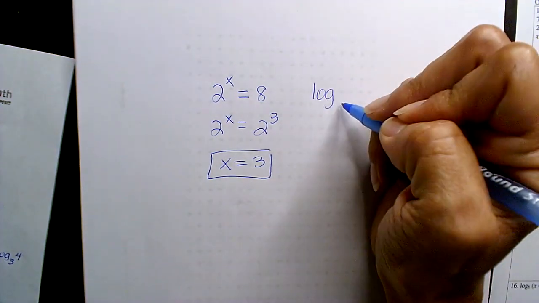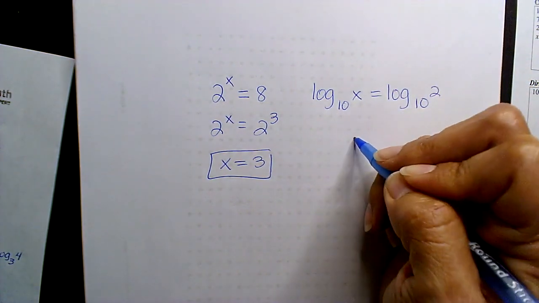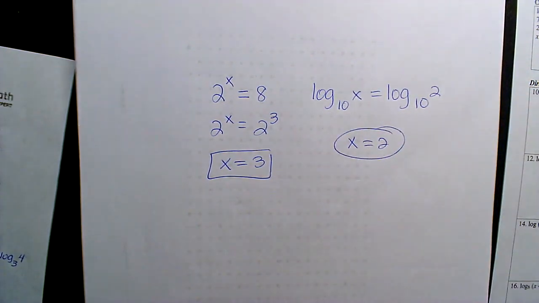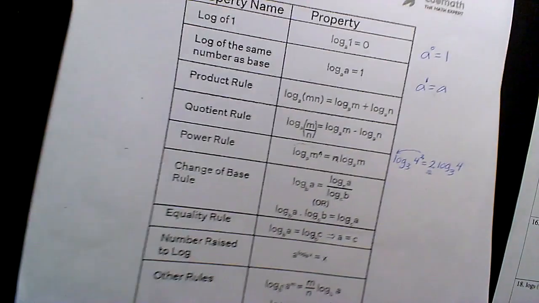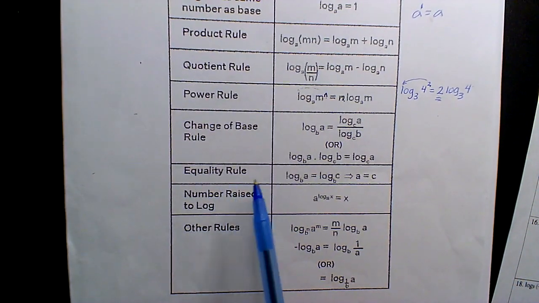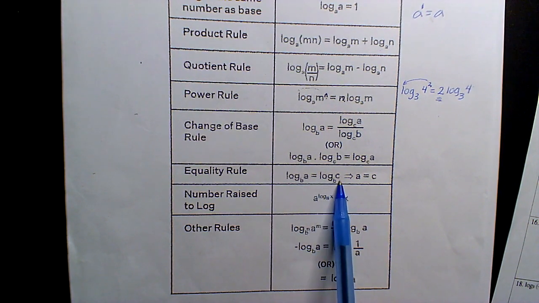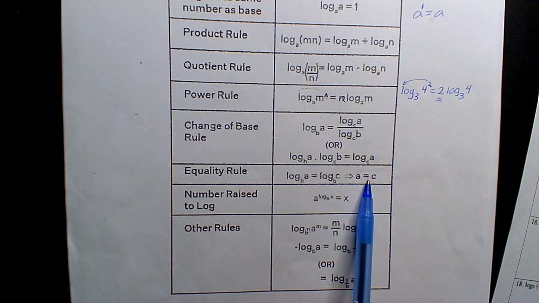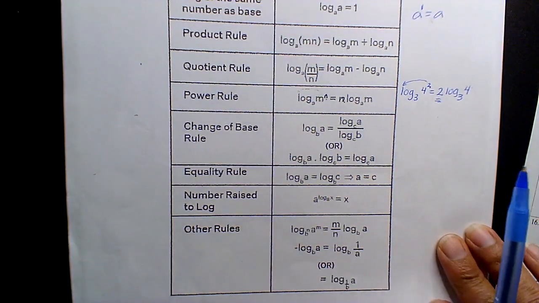So if I have log base 10 of x equals log base 10 of 2, guess what? X is equal to 2. And so in your property sheet, there's the equality rule: log base b of a, if it's equal to log base b of c, a is equal to c. One of you guys had that one question on there, but it behaves identically like the exponents.